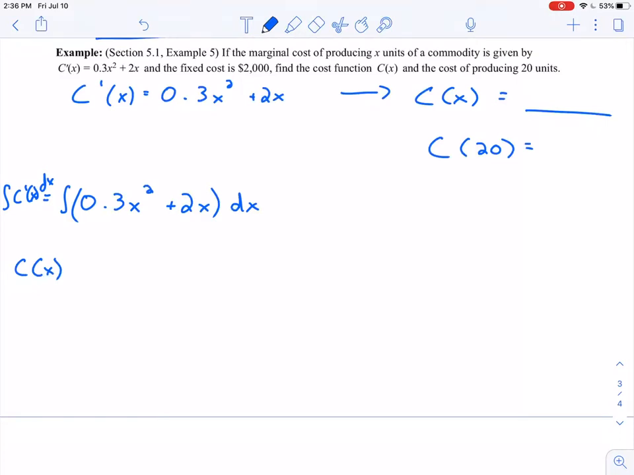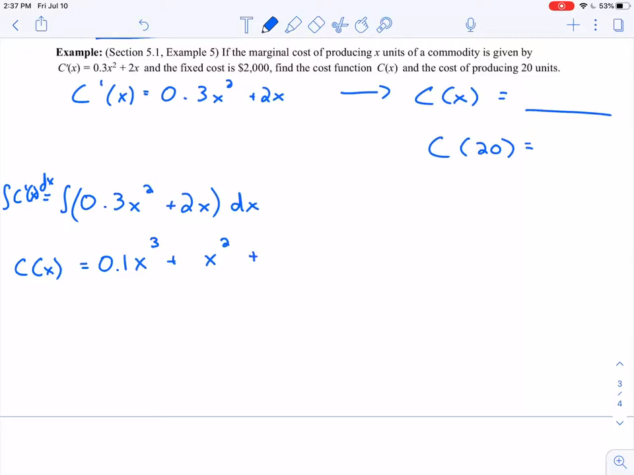So here I'm going to integrate each of these two terms, just a power rule for each of them. So I'm going to add 1 to the power. I should have x to the third divided by my new power of 3. That'll give me 0.1x to the third. Plus over here, add 1 to the power, x squared divided by 2. That'll cancel my 2's. And then, of course, plus my constant of integration c.